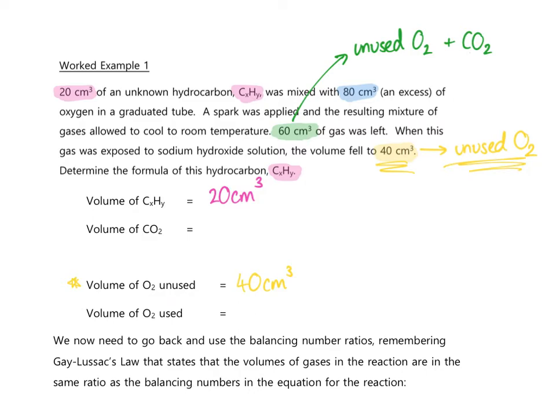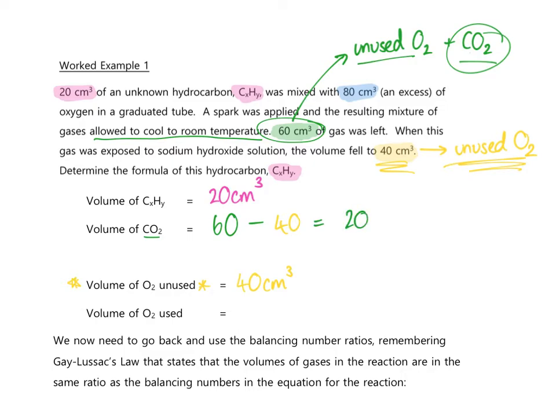Then if we go back and have a look at the carbon dioxide, the volume of the carbon dioxide, well, we know after the gases are allowed to cool to room temperature that we're left with 60 centimetres cubed, and that's unused oxygen plus carbon dioxide. So to work out what is just carbon dioxide, I need to take away the unused oxygen volume. So I have 60 in total, and I'm taking away the 40 centimetres cubed that I know I have of unused oxygen, and that obviously gives me 20 centimetres cubed.